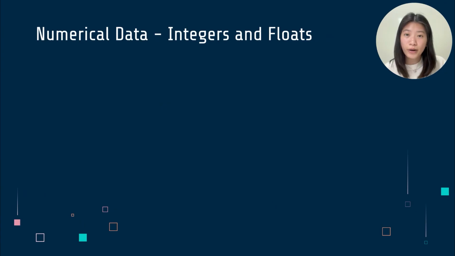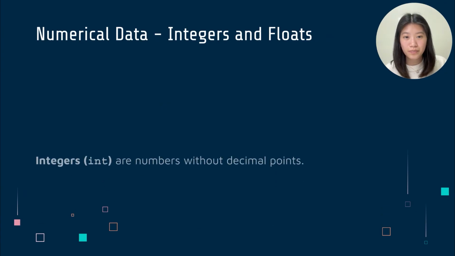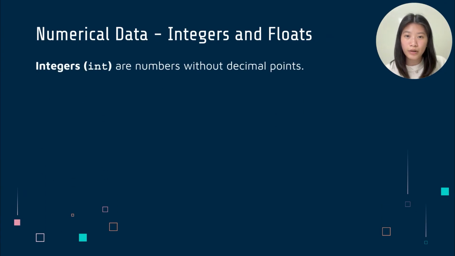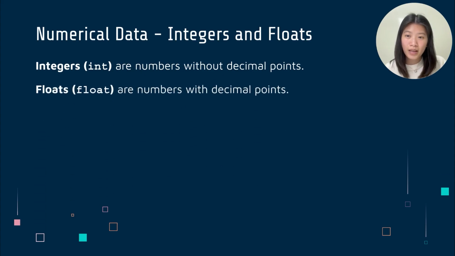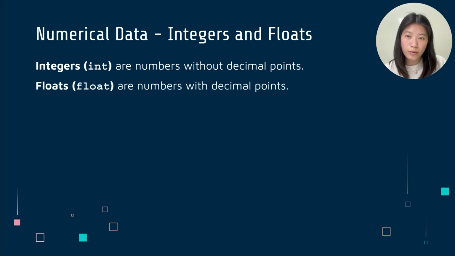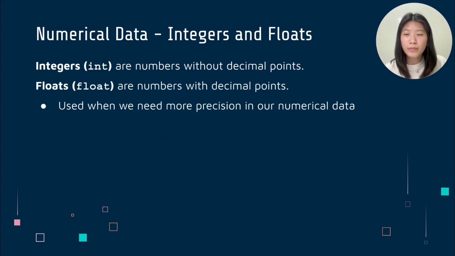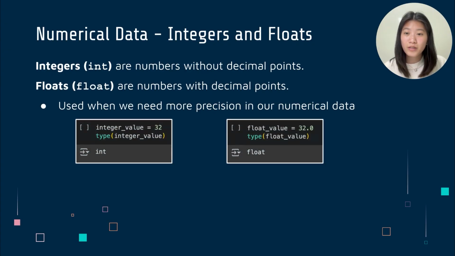So now moving on to numerical data, integers and floats. So an integer is a number without a decimal point, and a float is a number with a decimal point. And we typically use float when we need more precision with our numerical data. So as an example, on the left-hand side, I created a variable integer_value, and I set it equal to the number 32. And I didn't add any decimal points to this number, it's just 32. So when we return the type of integer_value, it's going to say int, which is an integer.